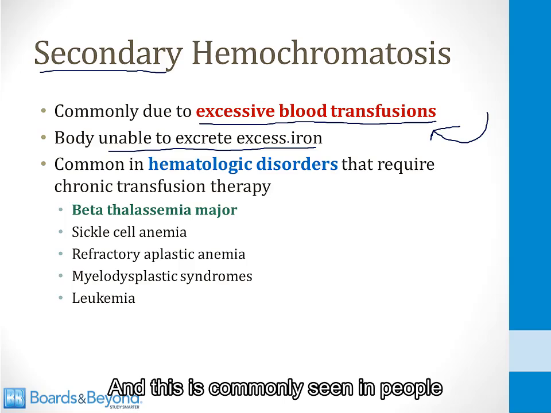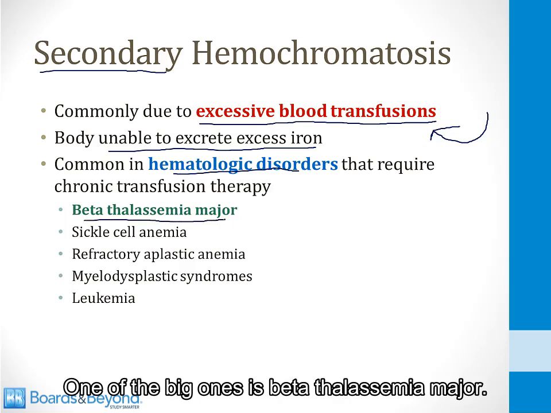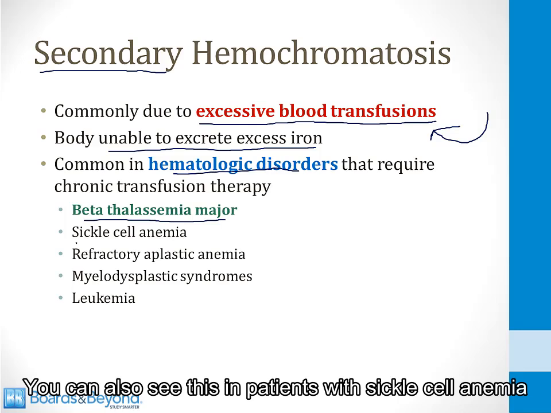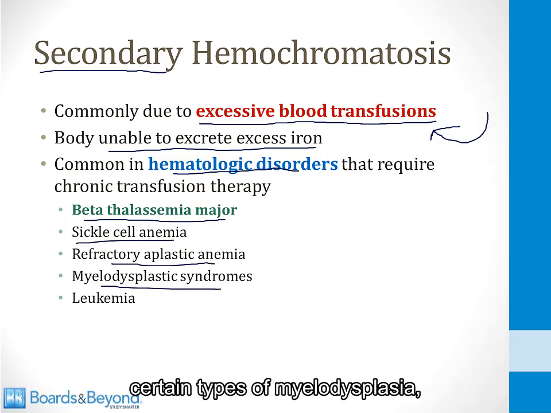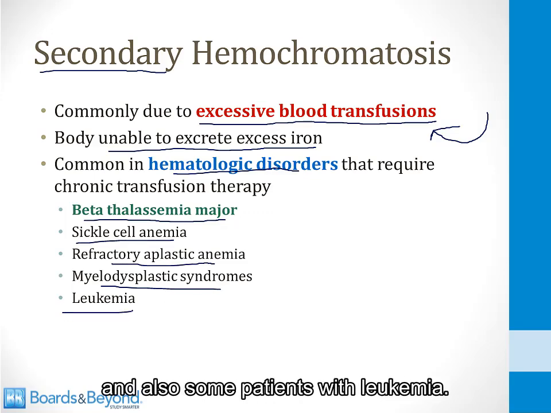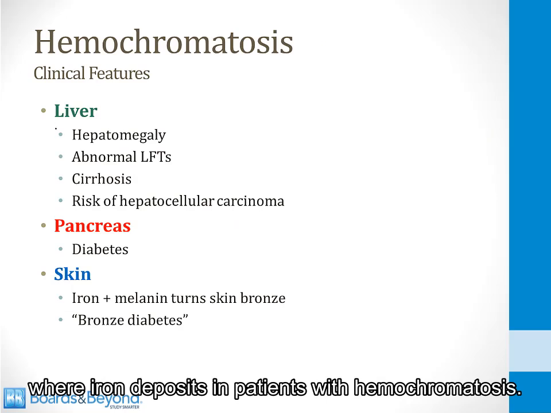And this is commonly seen in people who have hematologic disorders that require chronic transfusion therapy. One of the big ones is beta thalassemia major. You can also see this in patients with sickle cell anemia or refractory aplastic anemia, certain types of myelodysplasia, and also some patients with leukemia. There are a number of organs in the body where iron deposits in patients with hemochromatosis.